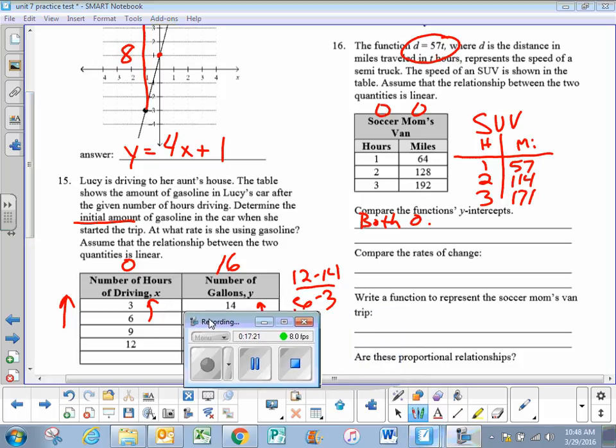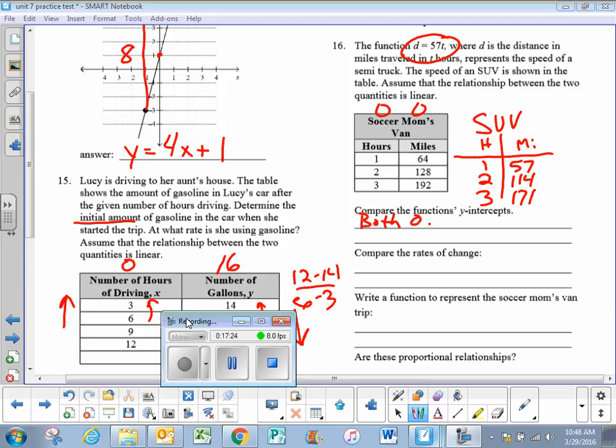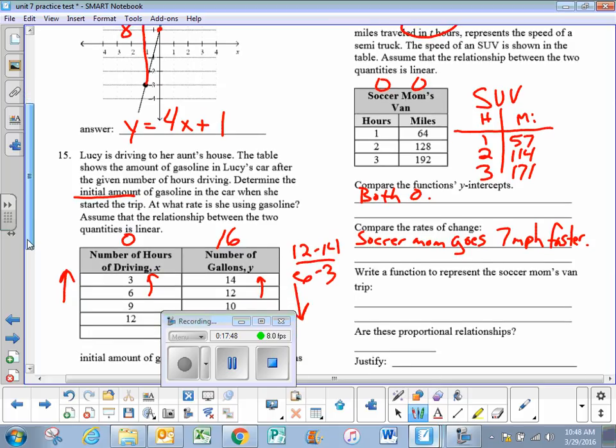Compare the rates of change. I would say the soccer mom goes 7 miles more per hour. Or goes 7 miles per hour more. Or faster. Okay? Because isn't miles per hour a rate? It's a unit rate, right? Miles per hour. Write a function to represent the soccer mom's van trip.